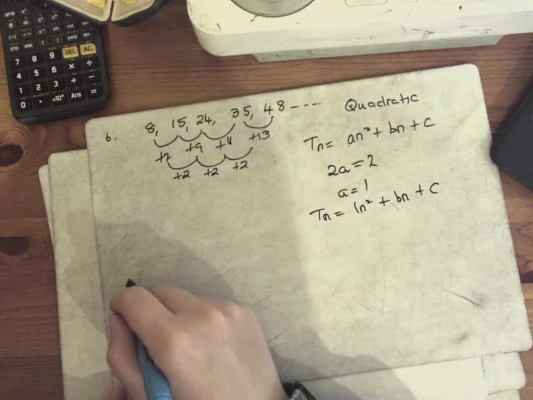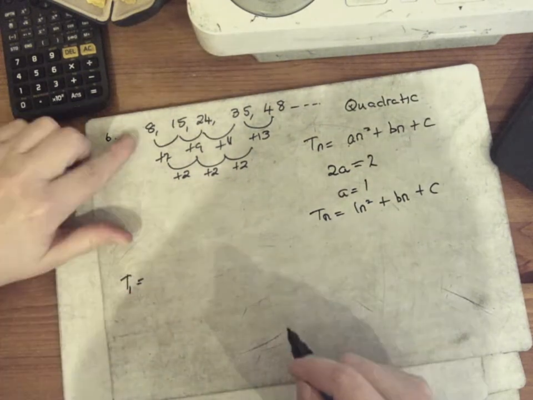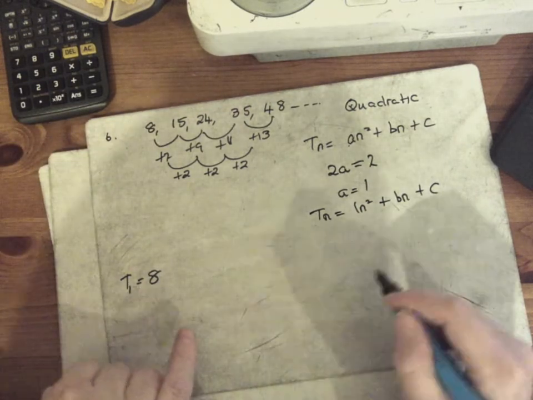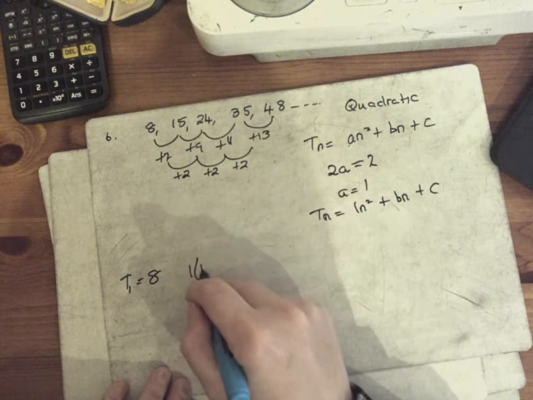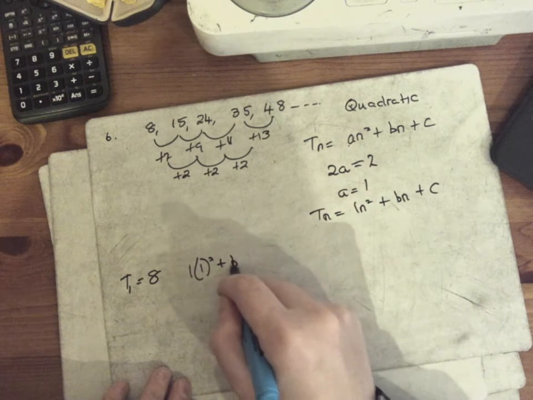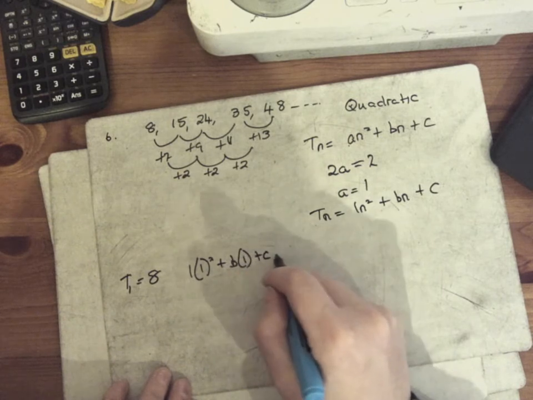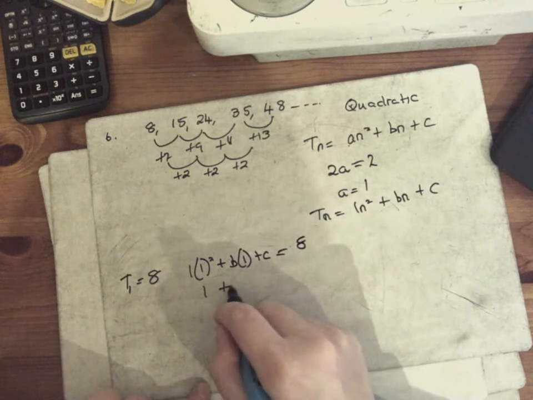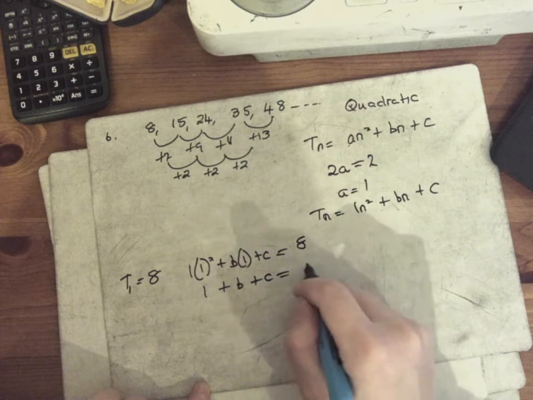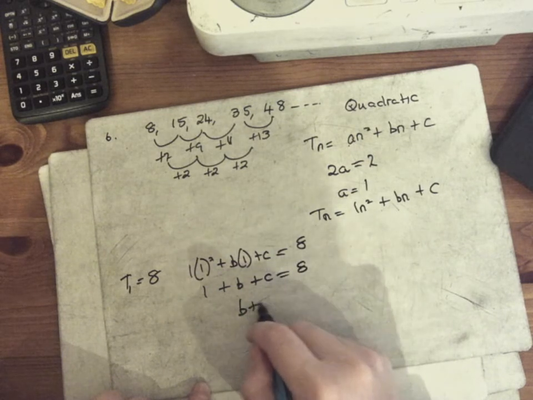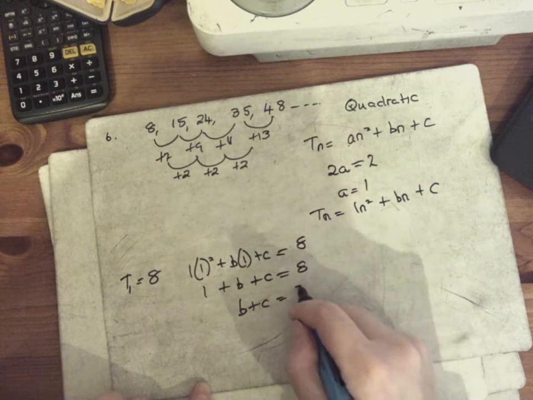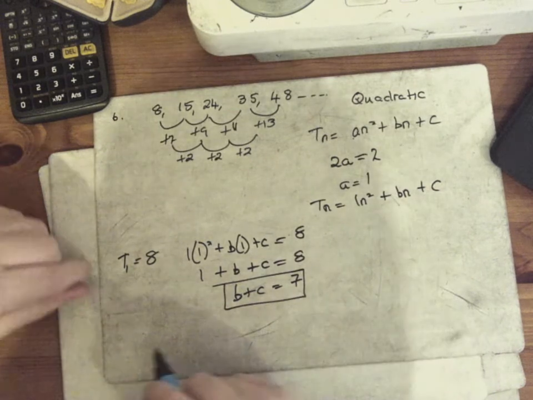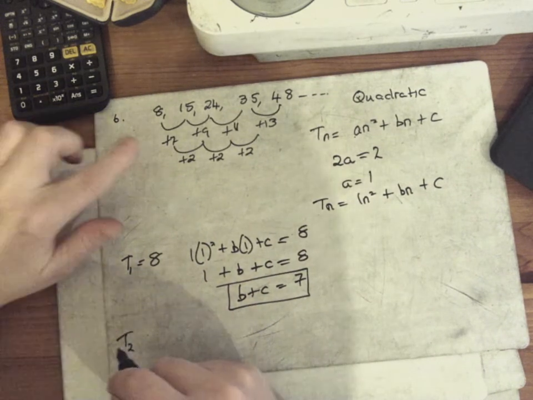So to figure out those, I take term number 1. So in this case, term number 1 is 8. Okay, so the first term in this sequence is 8. So n stands for the number of the term. So everywhere I see an n, put in a 1. So it's 1 times 1 squared plus b times 1 plus c. And when I work it out, I get 8. Okay, so multiplying that out, that's 1 plus b plus c equals 8. So that means b plus c equals 8 minus 1 when it comes over, which is a 7. Okay, there's your first equation. Next one is term number 2. So term number 2 is 15.